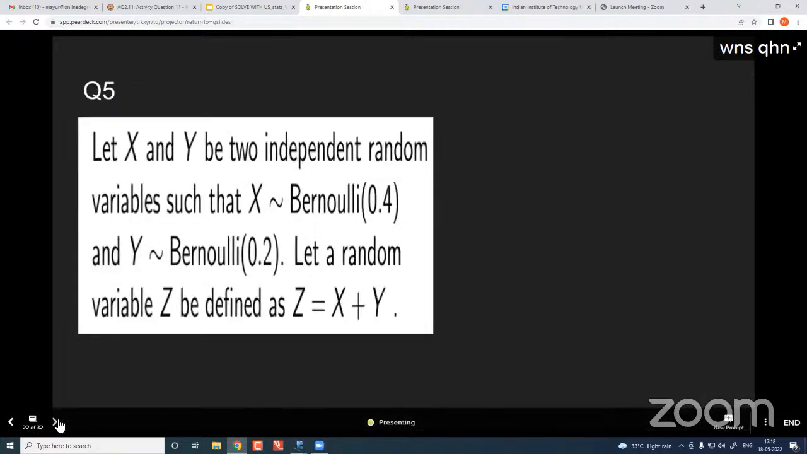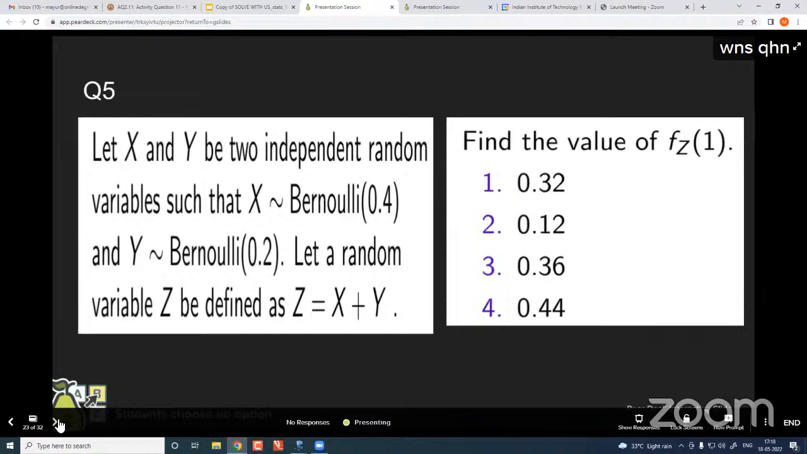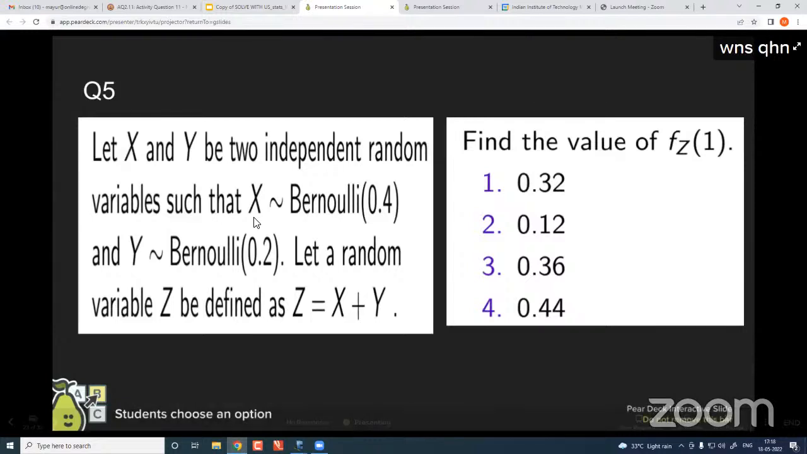So okay, this is the 5th question. Okay, again the same thing. Z equals x plus y. But here what is the change now? X and y are Bernoulli random variables with different parameter p. Right? Now it's easy, right? What do you have to do now? Can you tell me the first step? What will be the first step?